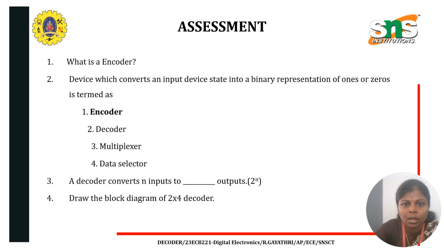Then coming to the assessment questions. First, what is an encoder? Second, a device which converts the input signal into a representation of 1 or 0 is termed as an encoder. Third, a decoder converts n inputs into 2 power n outputs. Fourth, draw the block diagram of a 2 cross 4 decoder.